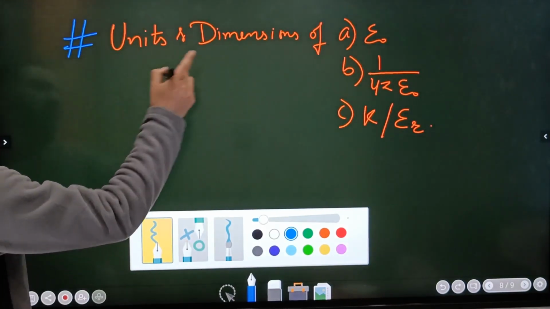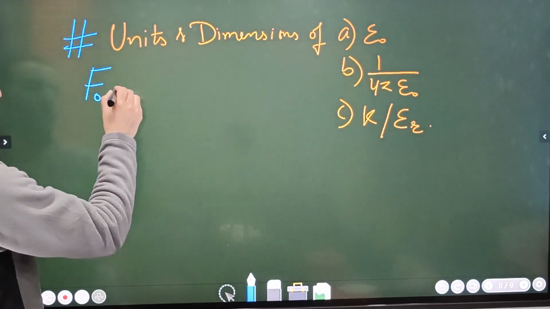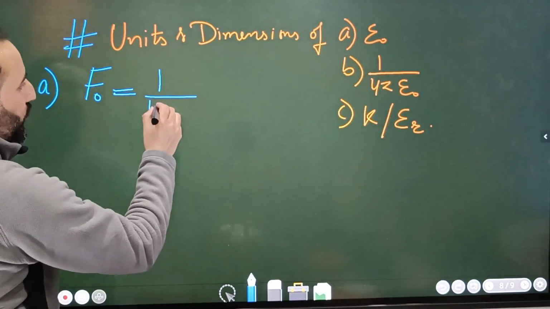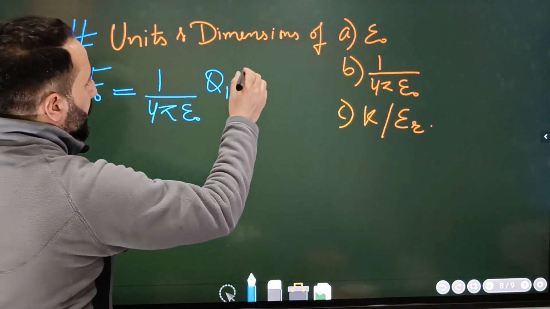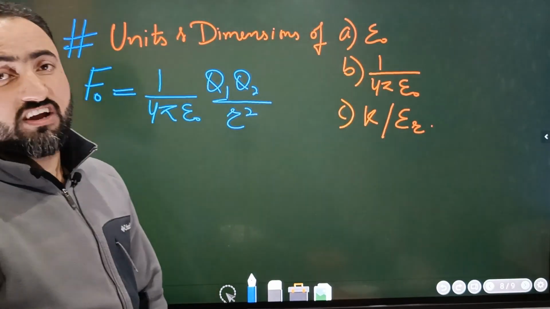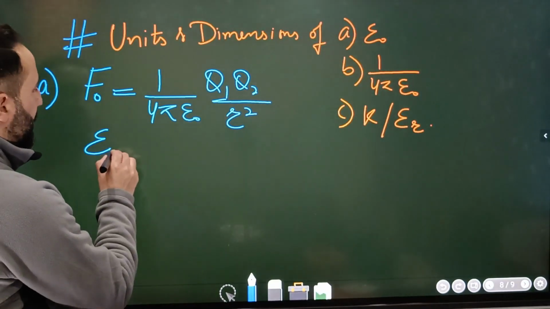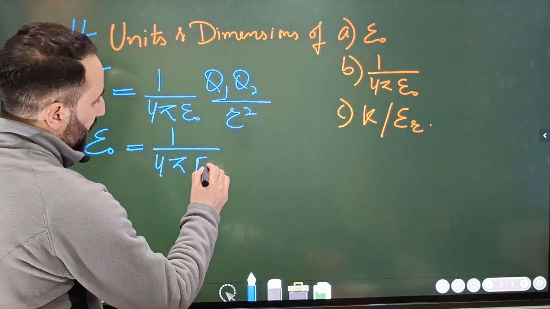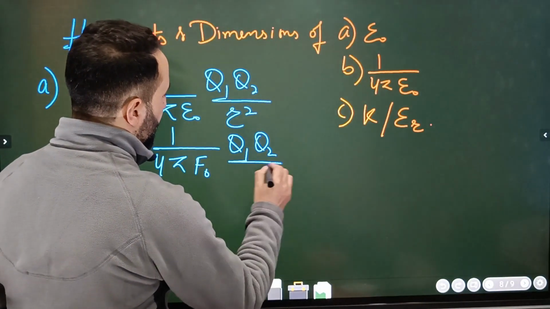Okay. Now, अगर आप epsilon naught लिखते हैं बेटा, we can write down this equation that F naught is equal to 1 by 4 pi epsilon naught multiplied by Q1 into Q2 divided by R square. ठीक है ना बेटा? आपको यूनिट्स एंड डायमेंशन किसके चाहिए बेटा? एप्सिलॉन नॉट के. Obviously epsilon naught you will write down here. तो किसके बराबर आएगा बेटा? 1 by 4 pi F naught. ठीक है ना बेटा? 1 by 4 pi F naught, Q1 Q2 divided by R square.